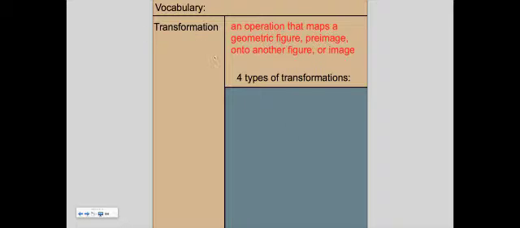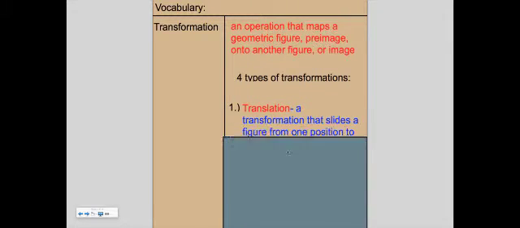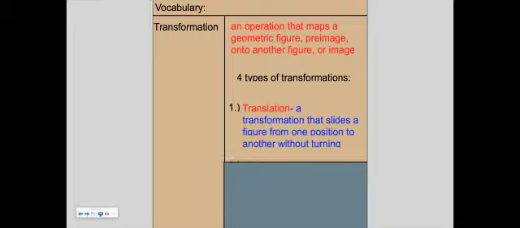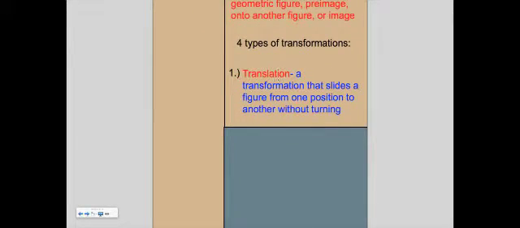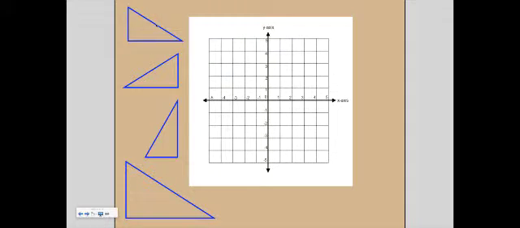Okay, so the first type of transformation we're going to talk about is called a translation. And a translation, in terms of math, means that it's a transformation that slides a figure from one position to another position without turning. So you might be thinking to yourself, I don't really know what that means. Well, let's look at it here on the coordinate plane.